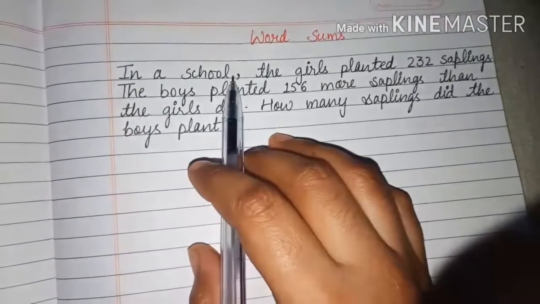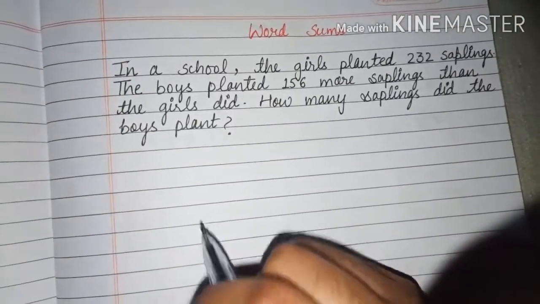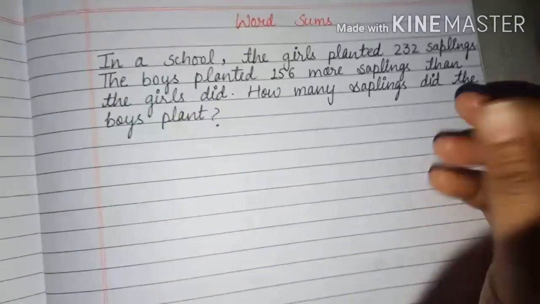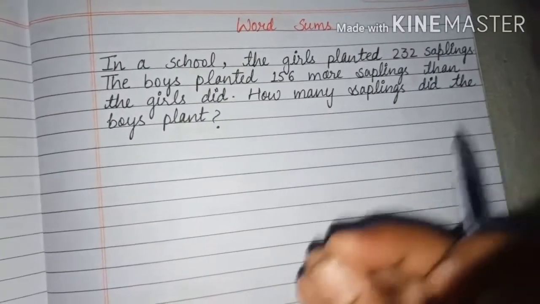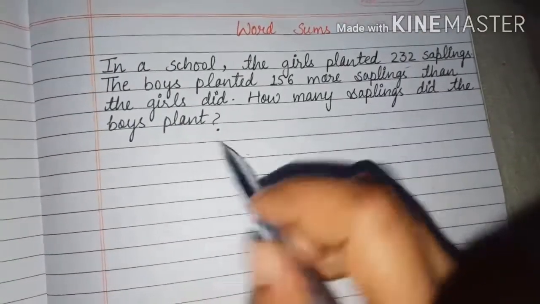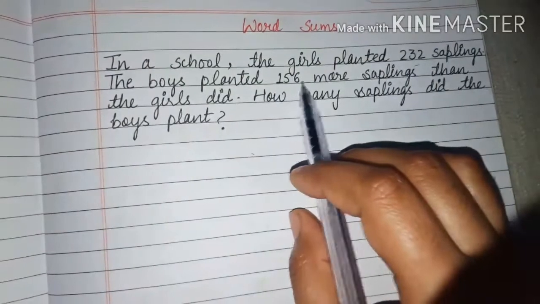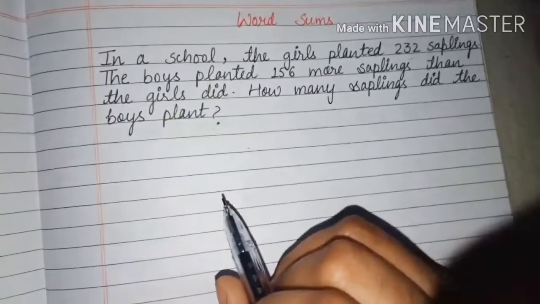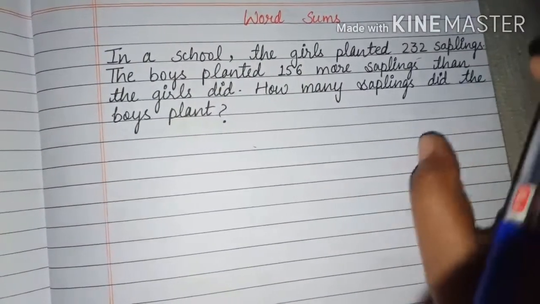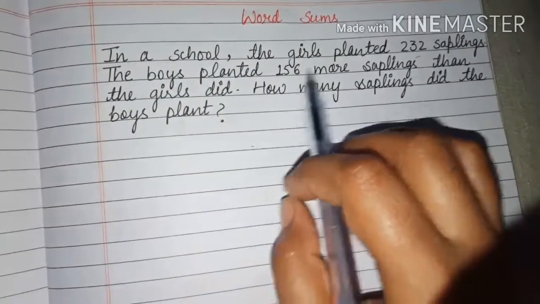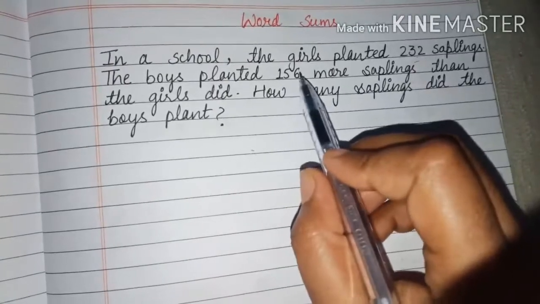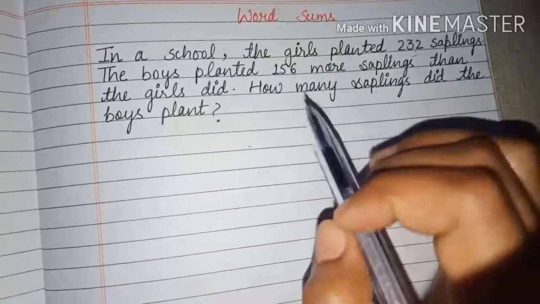Question is, in our school, let's consider it for our school only. In our school, the girls planted 232 saplings. Saplings are the small plants जिनको हम सबसे पहले plant करते हैं and then they grow on and form trees. Okay. The boys planted 156 more saplings than the girls did. What does it mean? इसका मतलब है the girls planted 232 saplings only and the boys planted 156 more. यानी the number of saplings girls planted, boys planted more than them.